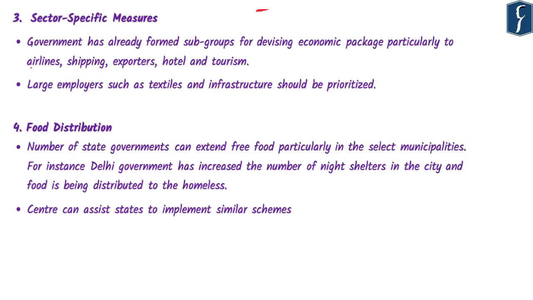Then there are sector-specific measures that the government has announced specifically for airlines, shipping, exporters, hotels and tourism. However, large employers such as textiles and infrastructure should be prioritized. And food distribution should be done on priority, especially in coronavirus hotspot states, for example, Delhi and Punjab. And Delhi is doing good work in increasing the number of night shelters and providing free food to the homeless. But the center can also support the states in this regard.